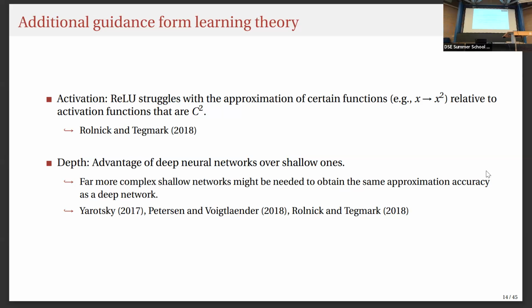The next thing is the depth. This has to do with comparing deep versus shallow networks. Again, it is a well-established result that there are unique advantages to using deep neural networks compared to shallow ones. In particular, far more complex shallow networks might be needed to obtain the same level of accuracy as a deep network. Given how easy it is now to train a deep network, it's probably better to go with the deeper ones. In fact, with the recent uptake of ResNets, you can potentially train much deeper networks much more easily compared to before.